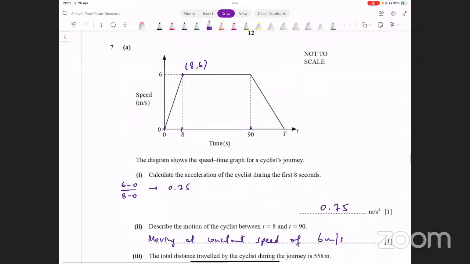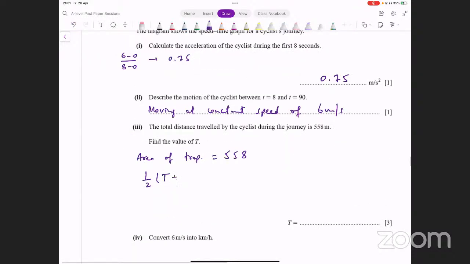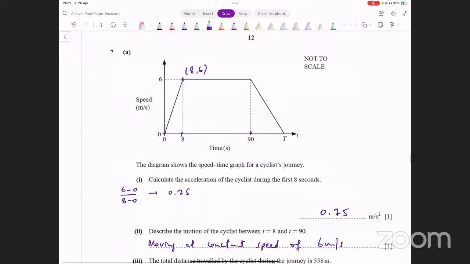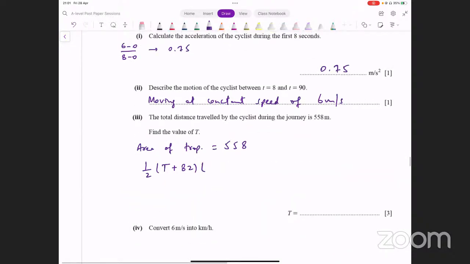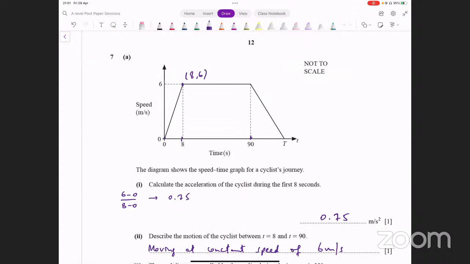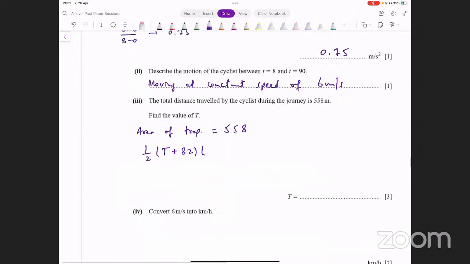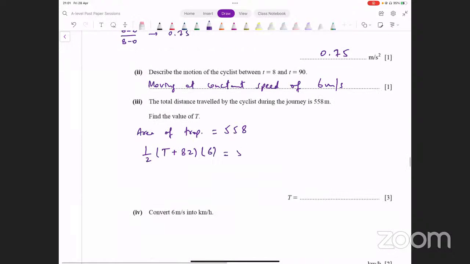What are the parallel sides here? This is the parallel. This is one side. This is another side. नीचे वाली side क्या है? T units plus. What about this length? 90 minus 8. That is 82. T plus 82 into height. Height क्या है trapezium की? 6 units. Right? So this multiplied by 6. This should equal 558. यहाँ से आप T की value निकाल लें.